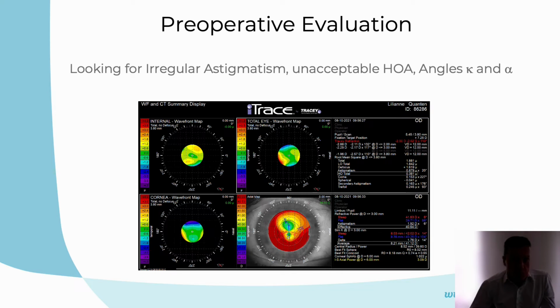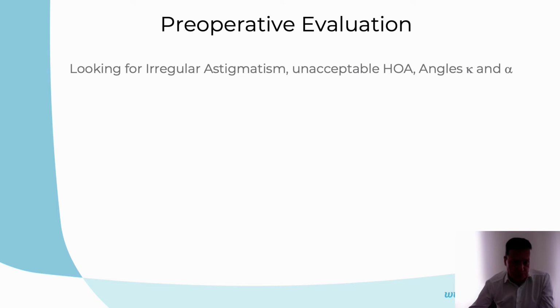This is another example, and you can appreciate here that the total higher order aberration is 0.38, but coma and spherical aberration are pretty low. Most of it is trefoil, which is more peripherally localized, and we don't take this into account to implant a high-performance IOL in this case. So for me, this is a good case.